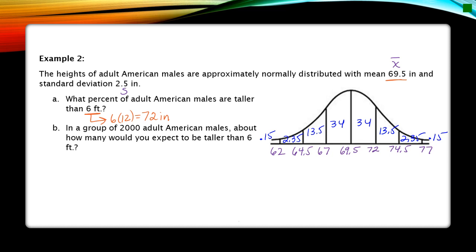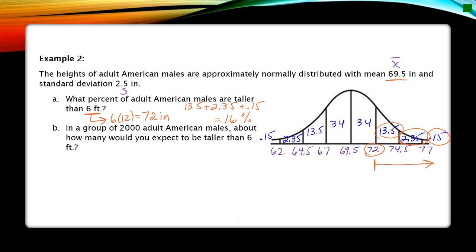So now I can see 72 is one of my numbers here, and I want to know what percent are taller. So I'm going to start at 72, and I'm going to add up all the percentages that are to the right of 72. So that's 13.5, 2.35, and 0.15. So 13.5 plus 2.35 plus 0.15, that's a grand total of 16%.